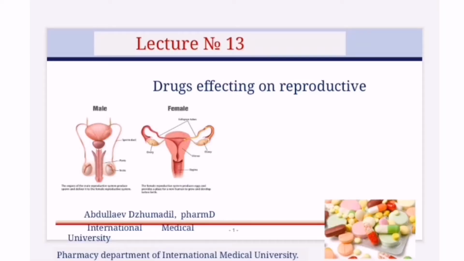Assalamu alaikum. Today our topic is drugs affecting the reproductive system. What is the reproductive system? The reproductive system of an organism is also known as the genital system. It is the biological system made up of all the anatomical organs involved in sexual reproduction.